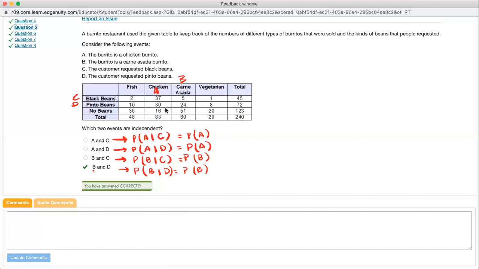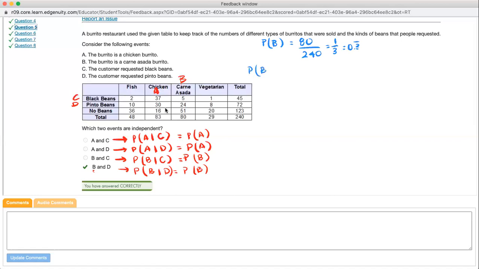So if I look at B, there are 80 that want carne asada out of the total, which is 240 want the burrito. Okay, so if I were to do that on my calculator, 80 divided by 240, this gives me 1/3 or 3/10 repeating, right?